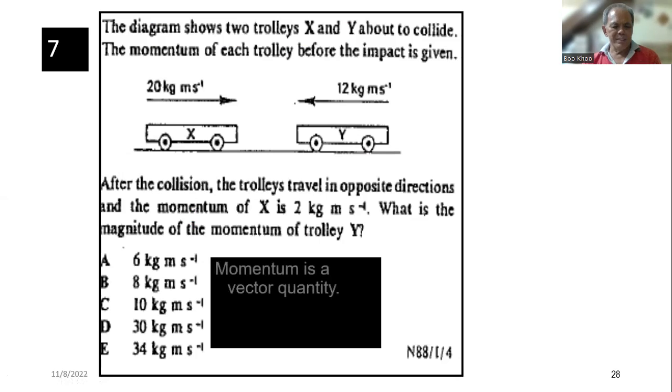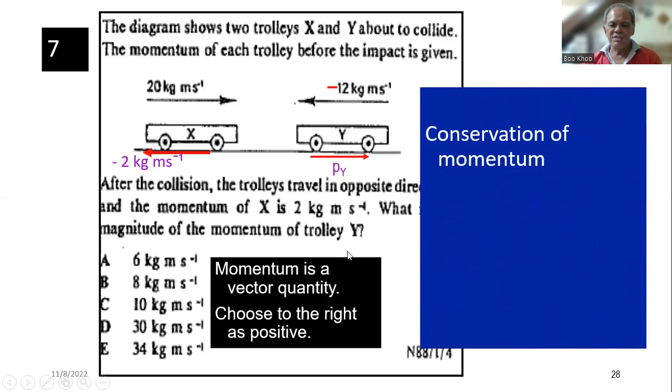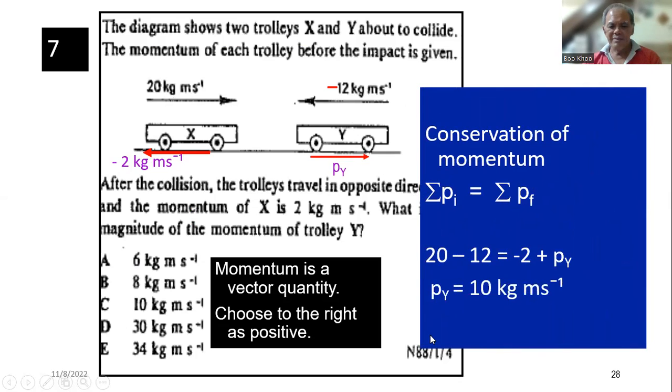Remember, momentum is a vector quantity. You can choose the left as positive or the right as positive. It's your choice. I choose to the right as positive. This is positive, and that one is negative. I want to find that one after collision. This is negative. I have to put the sign in myself. Conservation of momentum: sum initially equals sum finally. Initially it is 20 minus 12, finally minus 2 plus py. So py is 10. The answer is C.